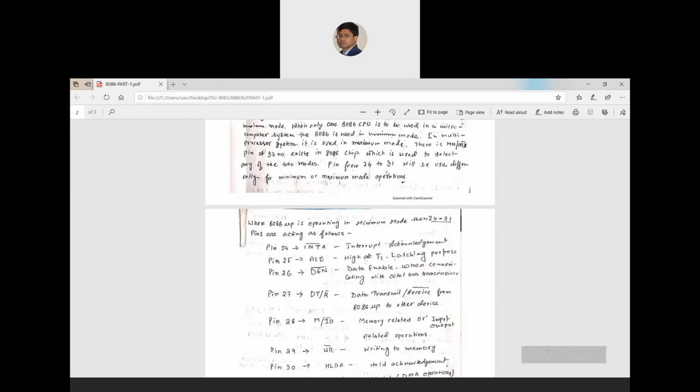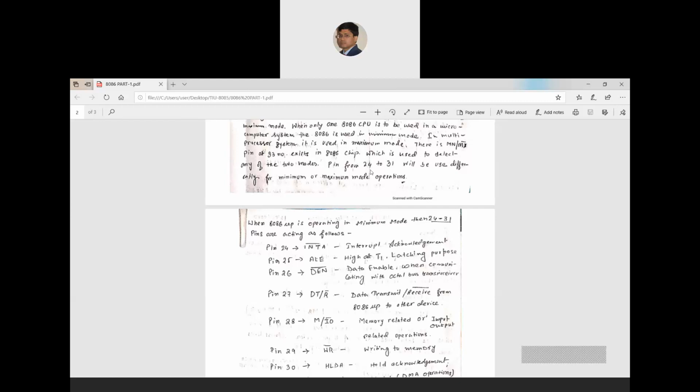In maximum mode operation, 8086 is not the controlling processor, it is only a part of the system. But in minimum mode operation, 8086 is the controlling processor, because there is only one processing unit, that is 8086. Now next, when it is working in minimum or maximum mode, its pin configuration: it has a total of 40 pins. Out of the 40 pins, pin numbers 24 to 31, these 8 pins will be configured automatically in a different way.